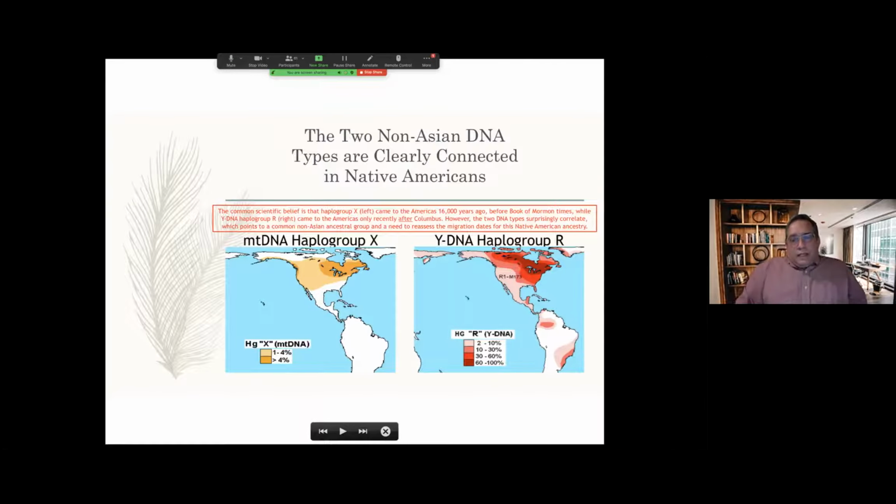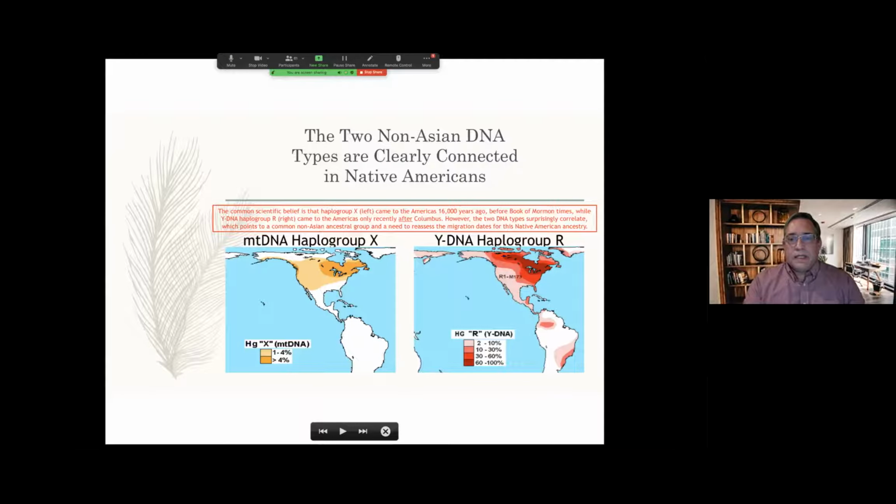So interestingly, when you look at the mitochondrial, the matrilineal DNA type haplogroup X, and where it occurs among Native Americans, and where you find this Caucasian type patrilineal DNA type haplogroup R, and where that's found among Native Americans, they actually match, they correlate, they seem to indicate that it is indeed a common ancestral population that's of a non-Asian source.